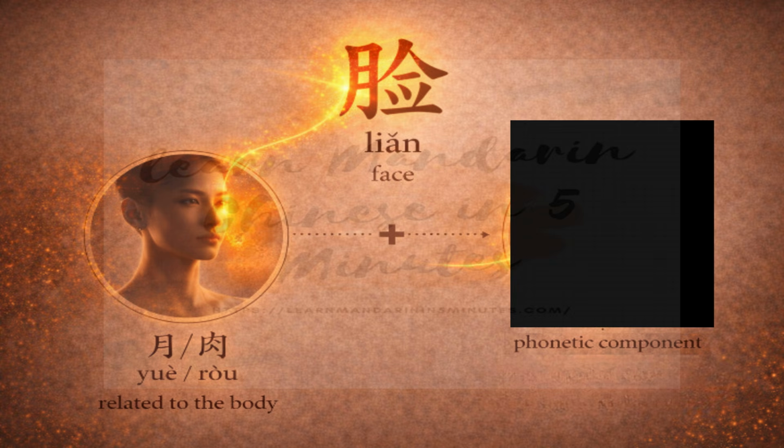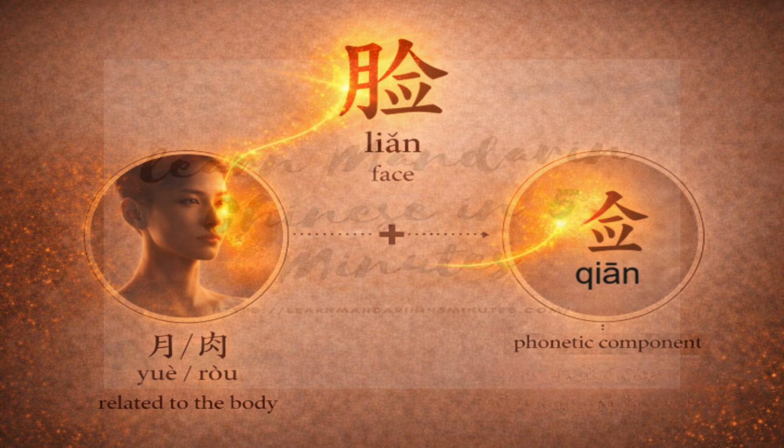Take 脸, face. Left side body, still the same system. Right side is 佥. Originally it is 佥. This gives a sound direction. Over time, the pronunciation changed slightly, but the structure is still there. So meaning 肉 body plus sound 佥 becomes the word 脸, face.